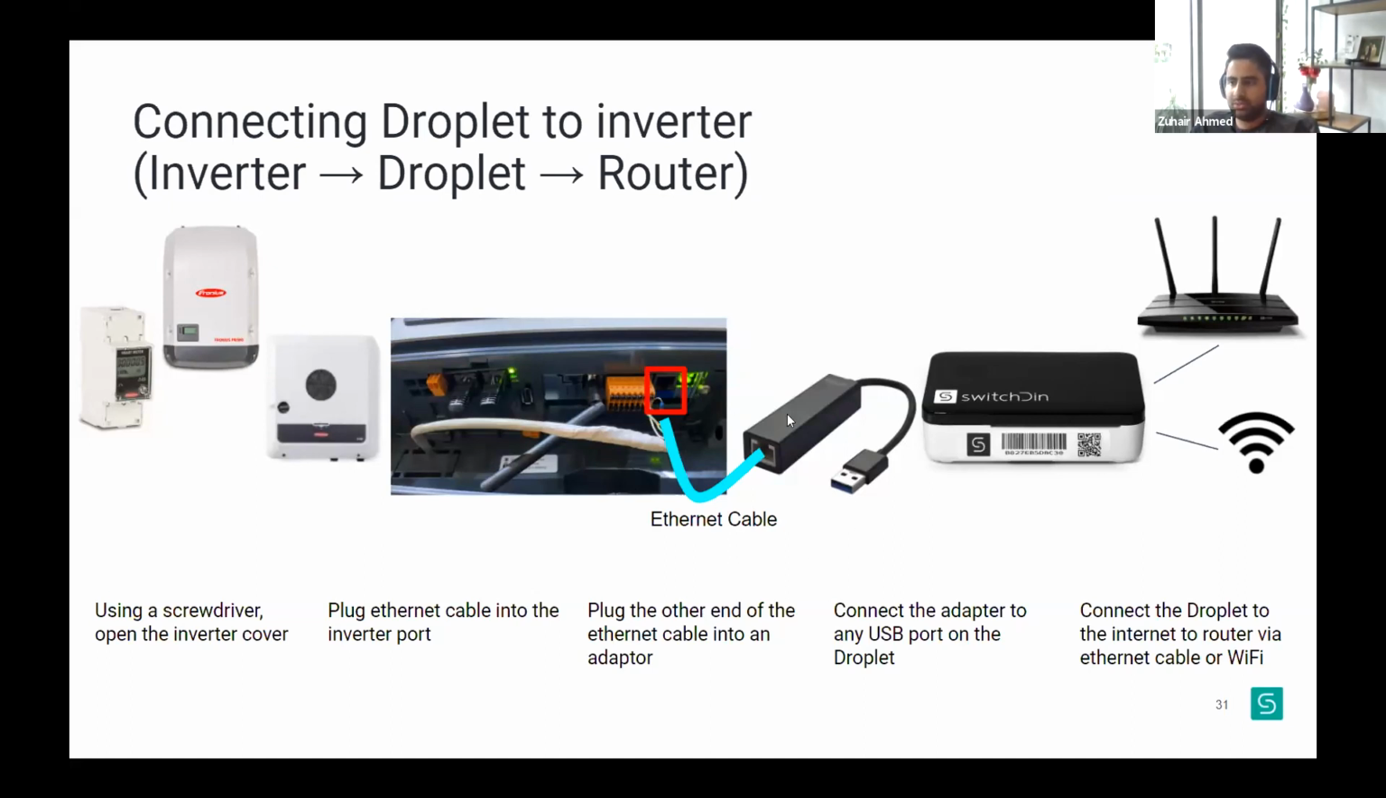So inverter to Ethernet to USB converter to the Droplet, and the Droplet can either be connected to the network via Wi-Fi or a wired connection. Wired is always preferred.